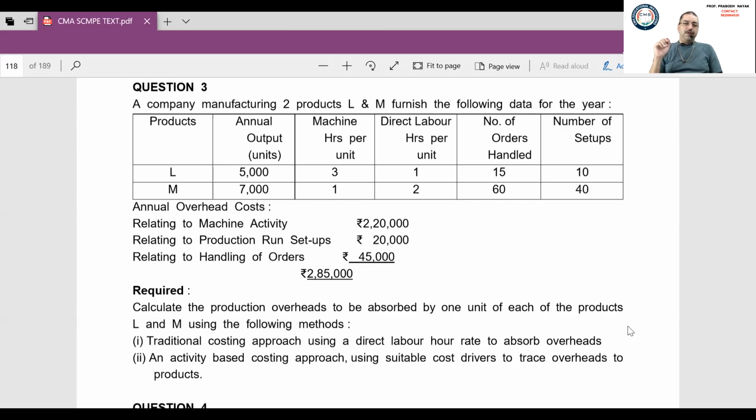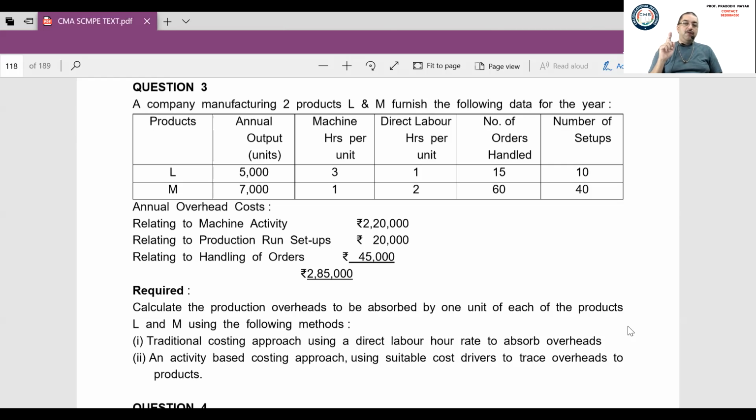Annual overhead costs are given. Relating to machine activity, 2,20,000 rupees. Relating to production setups, it is 20,000. Relating to handling of orders, 45,000. Total 2,85,000. Calculate production overheads to be absorbed by 1 unit of each of the products. In other words, it is the production overhead absorption rate per unit for each of the products L and M using the following methods.